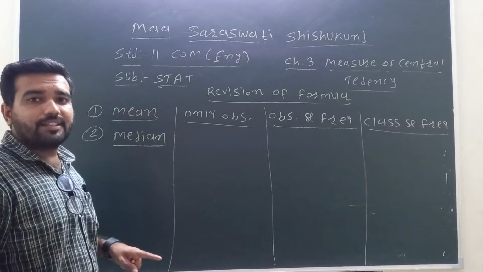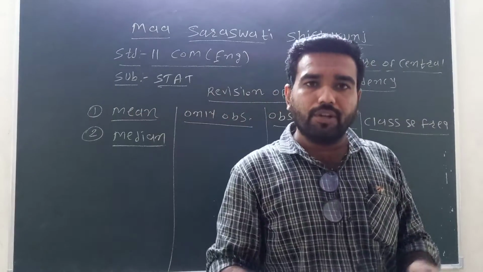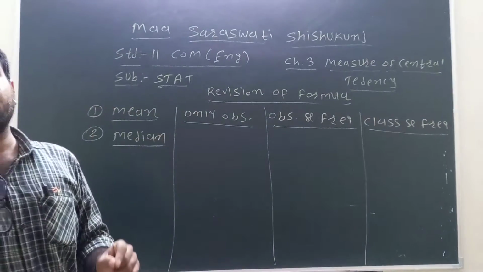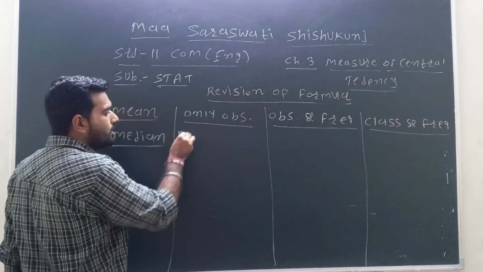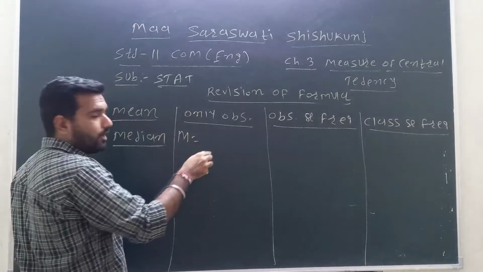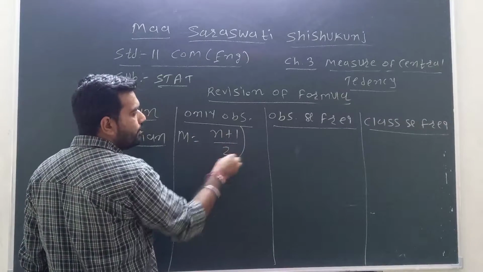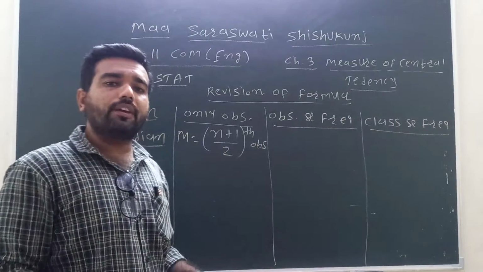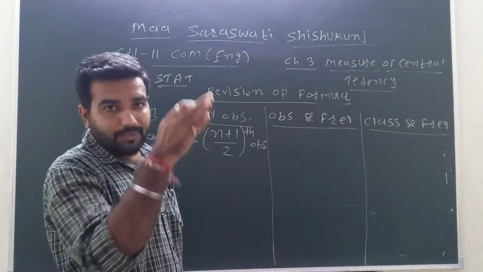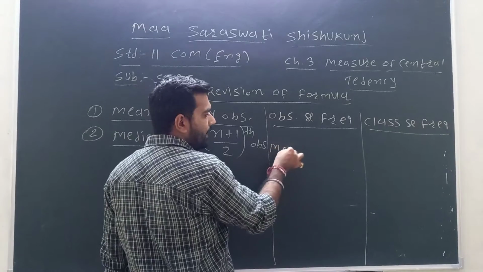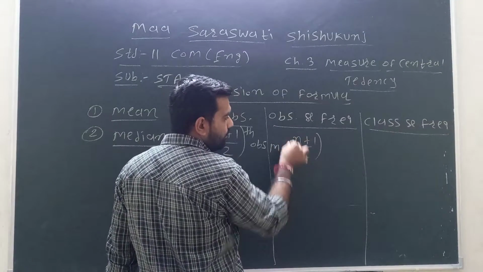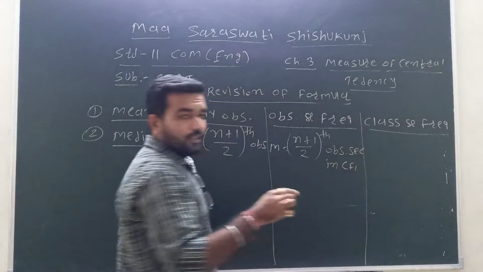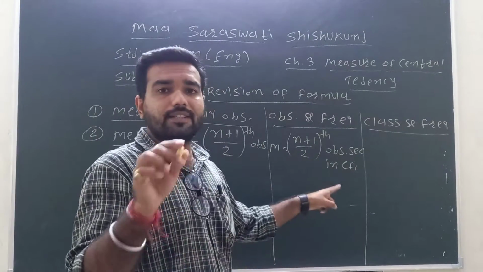So median means the exact middle value of the given observations, and it is denoted by capital M. For only observations, the formula is M equal to the (n plus 1) upon 2 th observation. Next, when observation and frequency, xi and fi, are given, then the formula is M equal to the (n plus 1) upon 2 th observation, seen in the cumulative frequency, CFi.